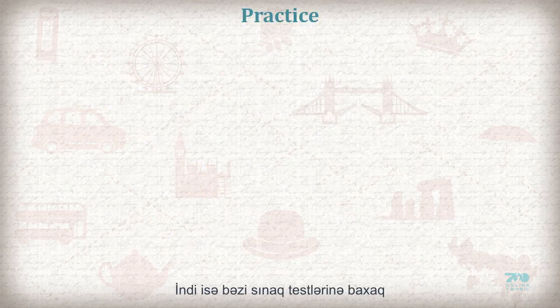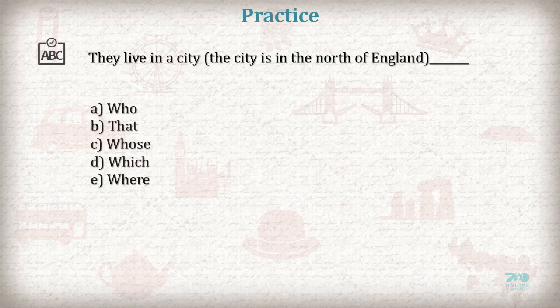Let's have some trial tests now. You have to choose the right answer. They will live in a city. The city is in the north of England. A. Who. B. That. C. Whose. D. Which. E. Where.